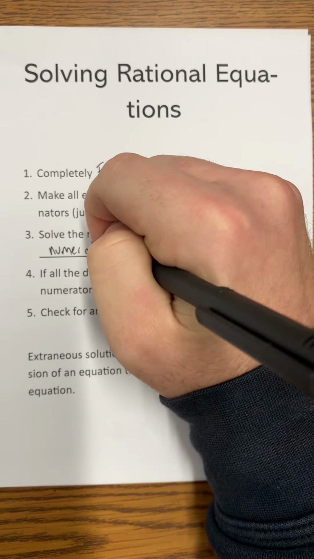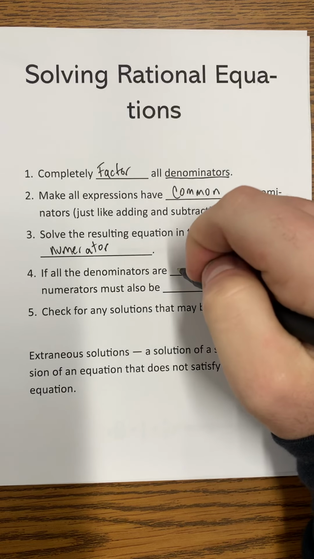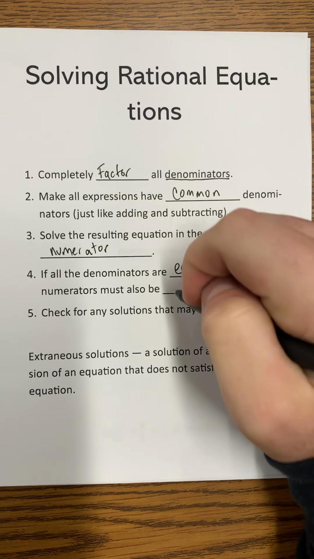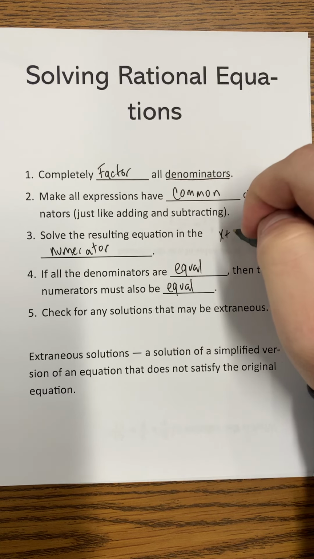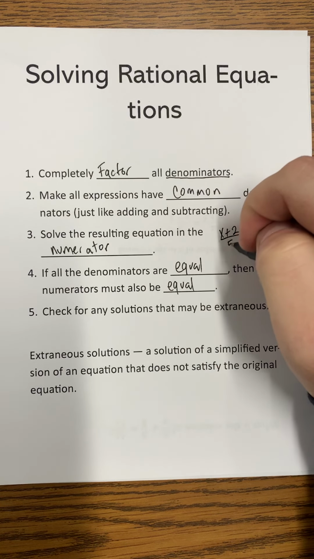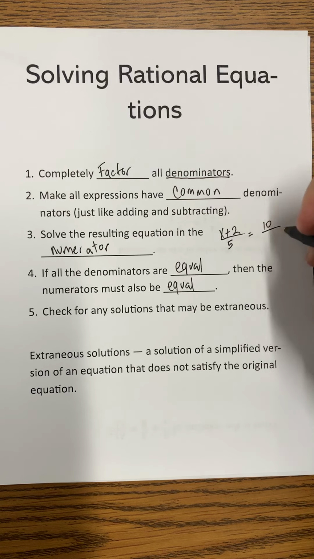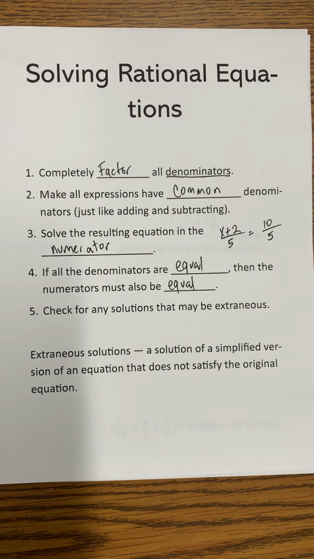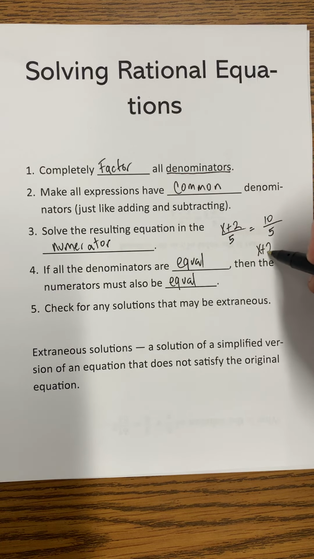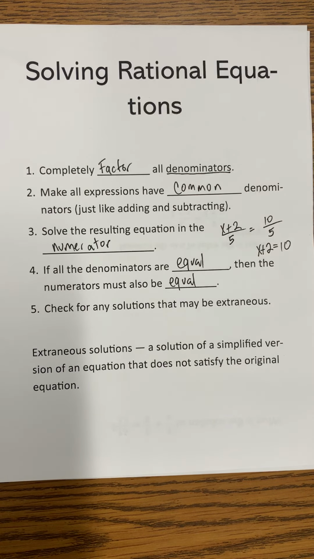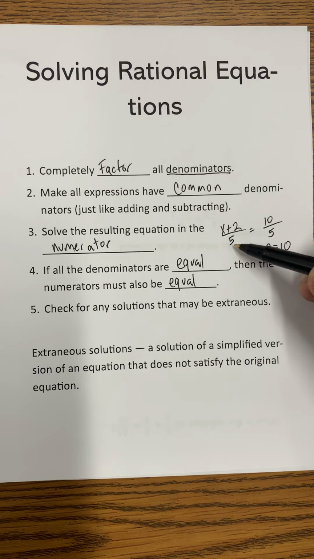The reason we can do this is that if all the denominators are equal, then the numerators must also be equal. For example, if we had x plus 2 over 5 equals 10 over 5, then what must be true about x plus 2? In this case, x plus 2 has to be equal to 10. Therefore, we can ignore the denominators once they're all the same.